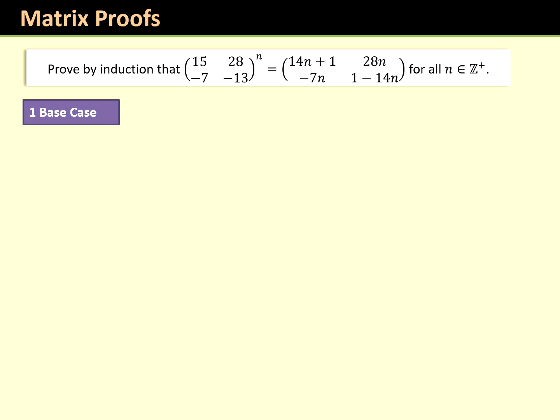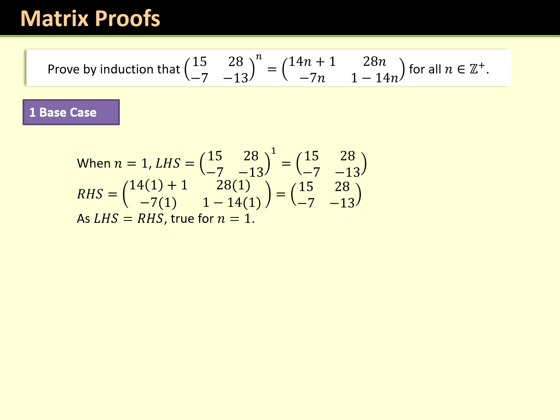So as usual, we start with the base case when n equals 1. When n equals 1, we substitute n equals 1, and of course the matrix just stays the same as it is, itself to the power of 1. On the right hand side, when we substitute in 1, we get 15, 28, -7, -13 again. So as the left hand side and right hand side are the same, it is therefore true for n equals 1.